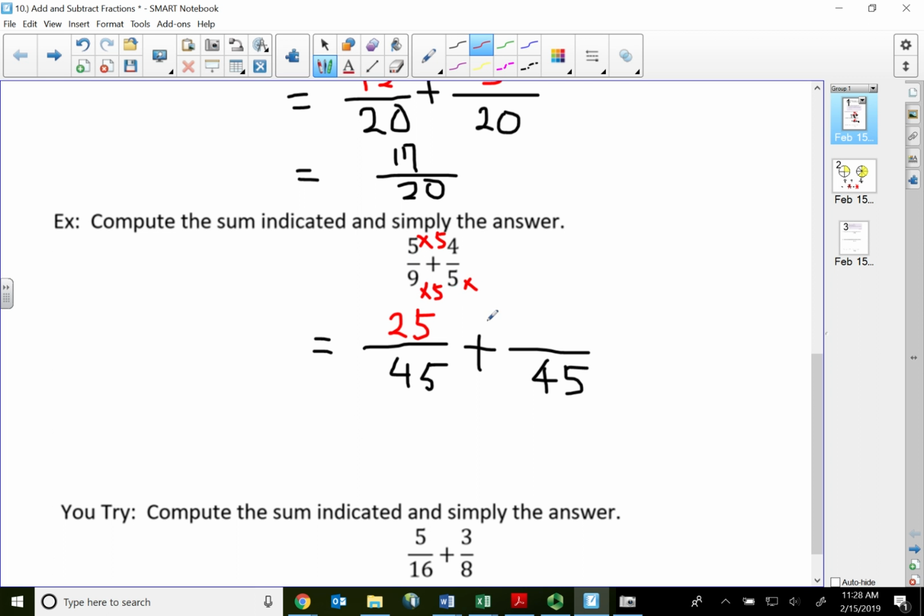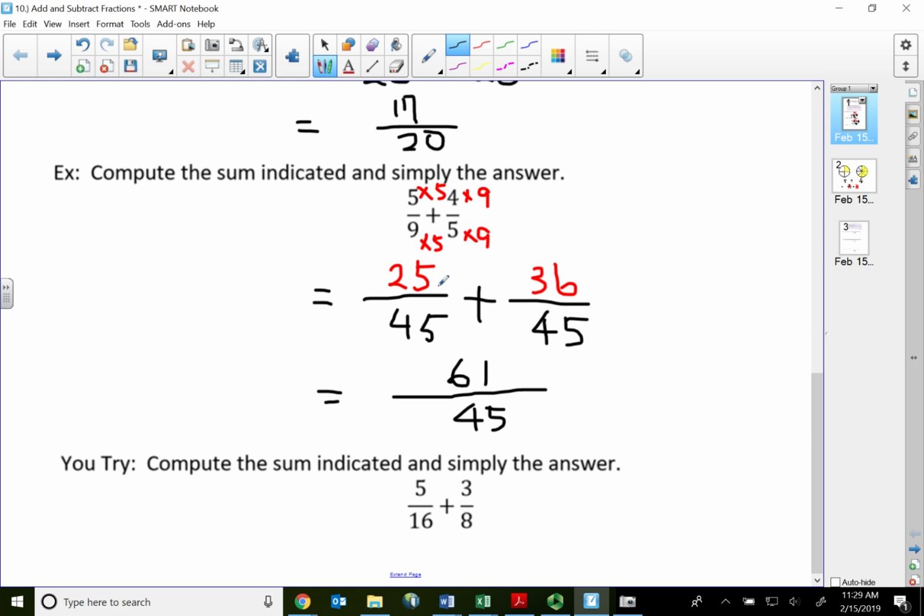Old denominator 5 to become new 45 LCD, times by 9. Numerator times by 9. 4 times 9 is 36. All right, so once I find the equivalent fraction, then I can add them side by side. For the numerator, not the denominator. Denominator always stays the same. So 25 plus 36 will be about 51. No, 61. So I'm just going to leave my answer as an improper fraction for right now, okay?